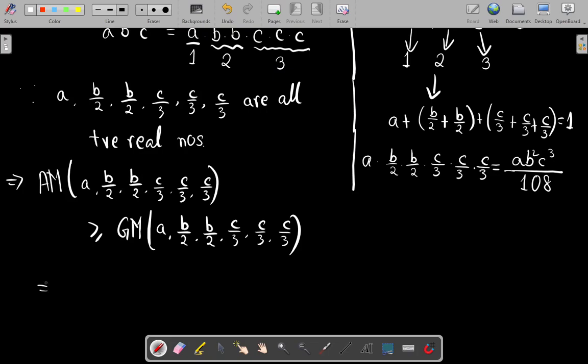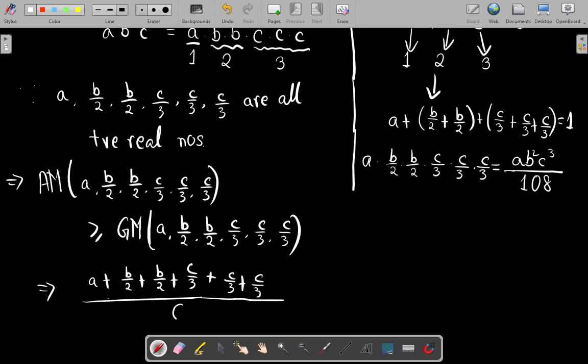So this implies that (a + b/2 + b/2 + c/3 + c/3 + c/3), this entire thing, there are six numbers, so this is divided by 6. This will be greater than the sixth root of the product, and the product will have six terms, right? So this will give us this.